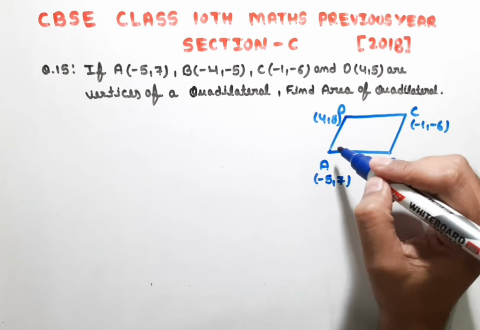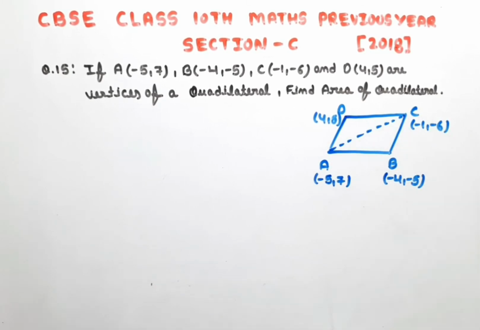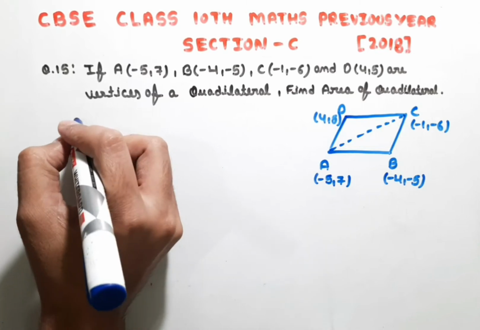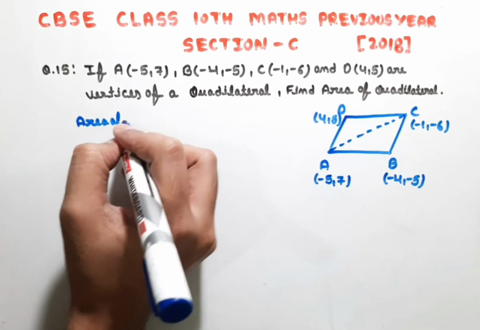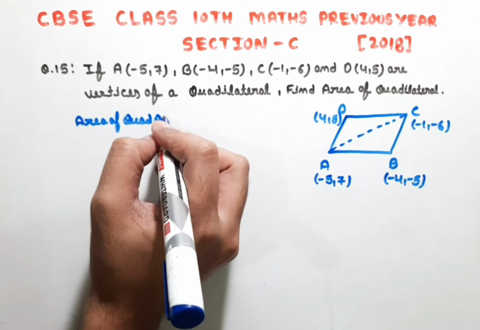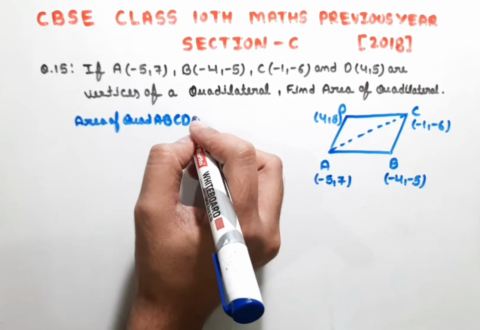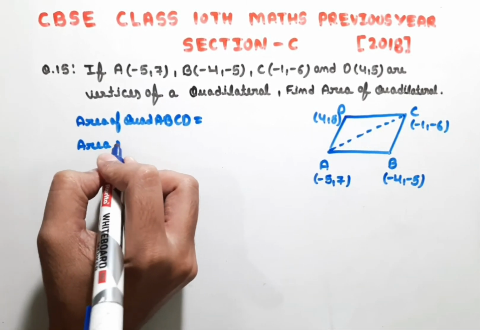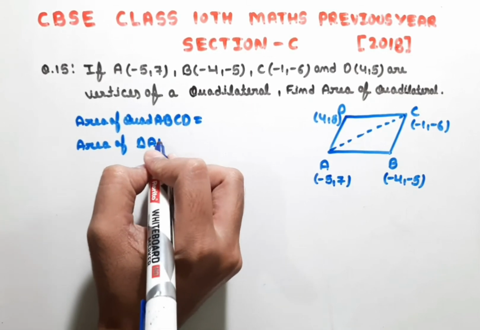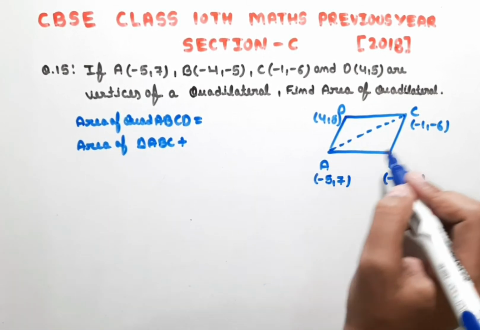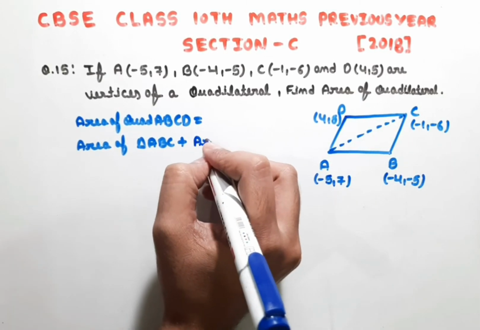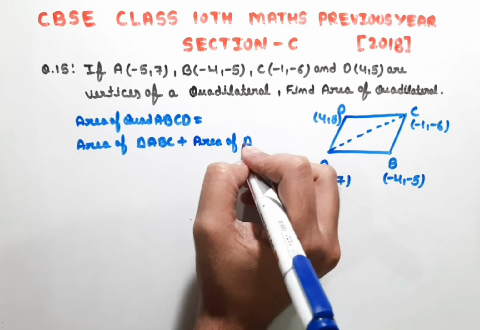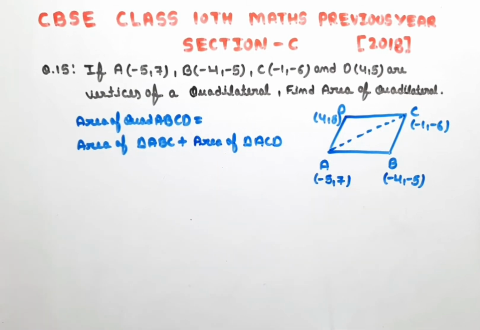So draw a diagonal AC. So the area of quadrilateral ABCD will be equal to the area of triangle ABC plus the area of triangle ACD. Now, firstly, we will calculate the area of triangle ABC.